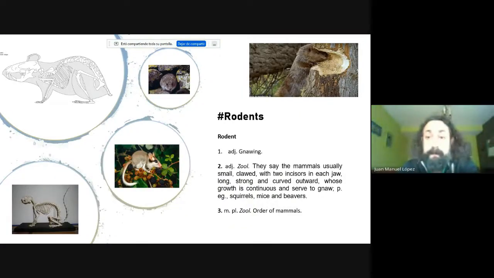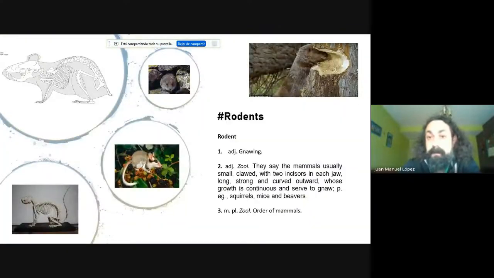Finally, this is the dictionary definition in zoology of the rodents. You can see the whole skeleton of a rodent and the different species that are included in this order.